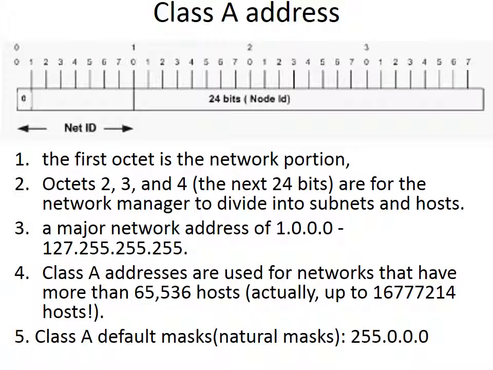The major Class A network address range is between 1.0.0.0 and 127.255.255.255. Its default natural mask is 255.0.0.0. It means the first octet, 8 bits, is for the network portion, and octets 2, 3, and 4, 24 bits, are for the network manager to divide into subnets and hosts.